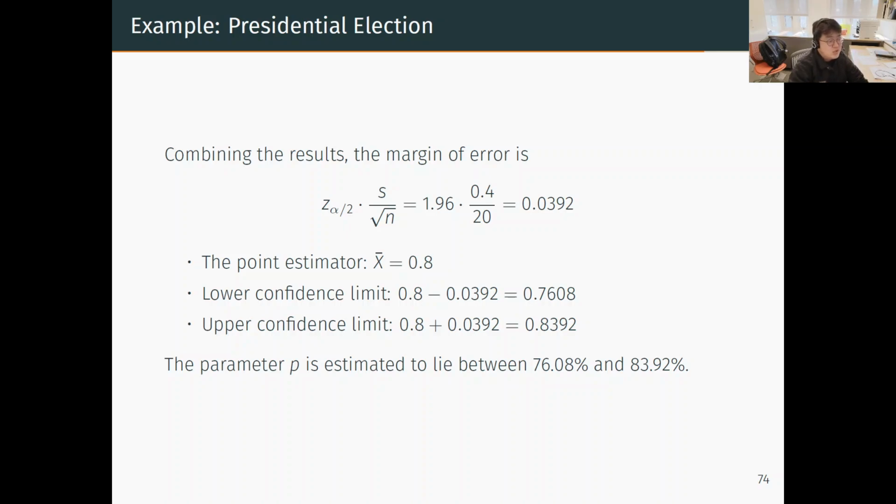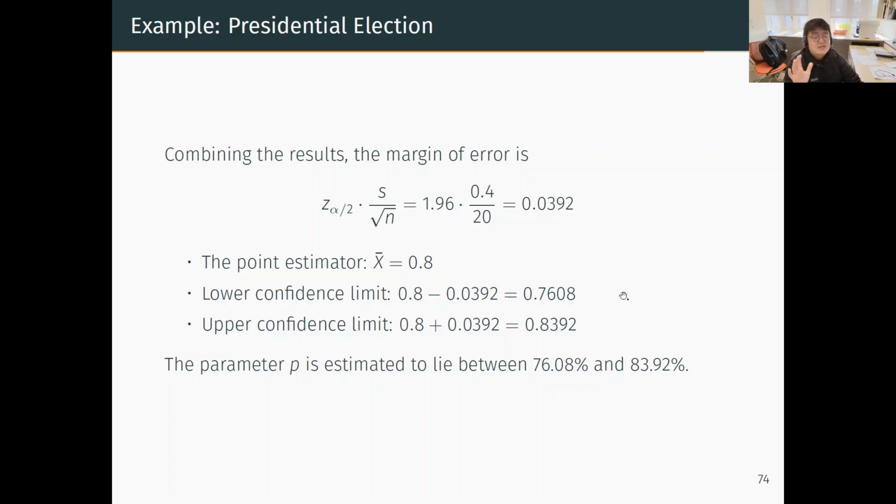Like we often see some marginal error similar to this. And the point estimator is the sample average, 80%. So my point estimator is 80%, but you have to allow plus minus 3.92% point. So in the end, the estimated approval rate or support rate is between 76.08% up to 83.92%. That is the interval estimation, right? And this will contain the truth with 95%. That's how we calculate that.